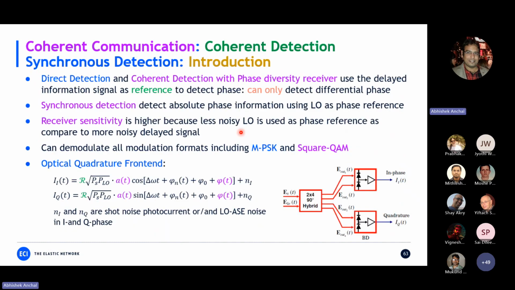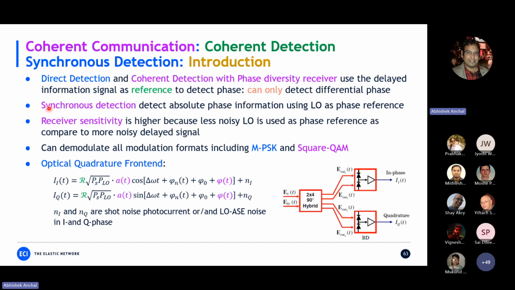Okay, so next we are going to discuss synchronous detection, and this is used in most modern coherent transceivers, the transceiver we also use. So far we have seen that both direct detection and coherent detection with the phase diversity receiver use a delayed version of the signal as a reference. So sensitivity is very bad. It can only detect differential phase, and it cannot demodulate the square QAM.